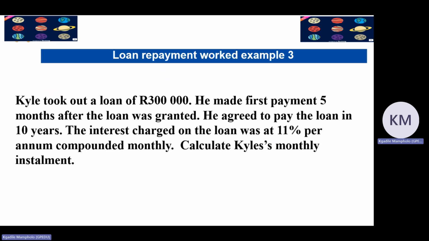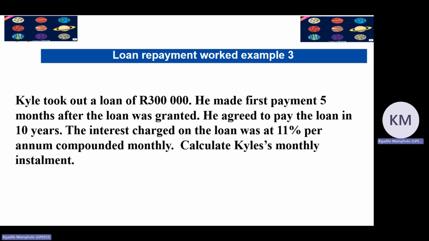Kyle took out a loan of 300,000. He made first payment 5 months after the loan was granted. He agreed to pay the loan in 10 years. The interest charged on the loan was at 11% per annum compounded monthly.